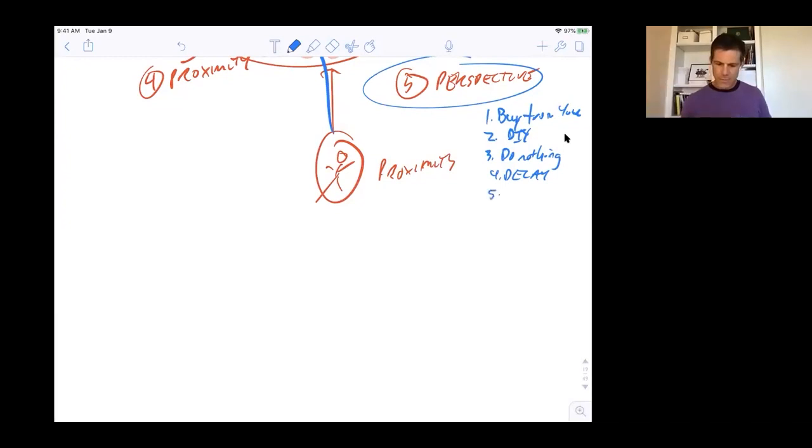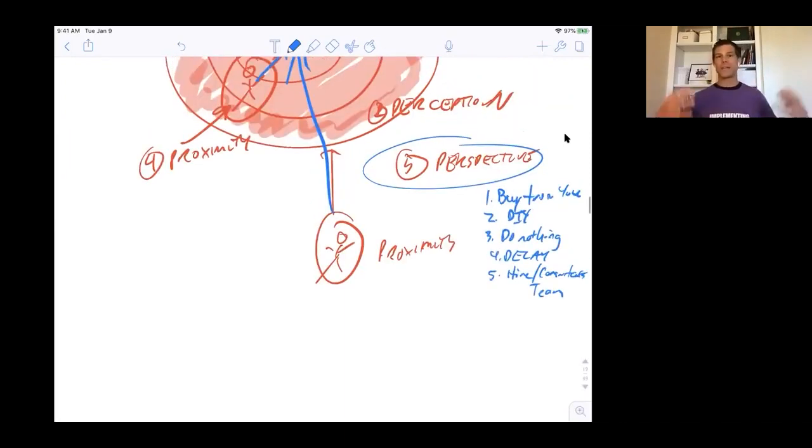People, Daniel says, hire more people. Yeah, hire. That could mean consultants, could mean grow the team. So another option is like, hey, instead of buying a solution, we're just going to hire more people to handle the issue. So we've come up with buy from you, do it yourself, do nothing, delay, hire a team.